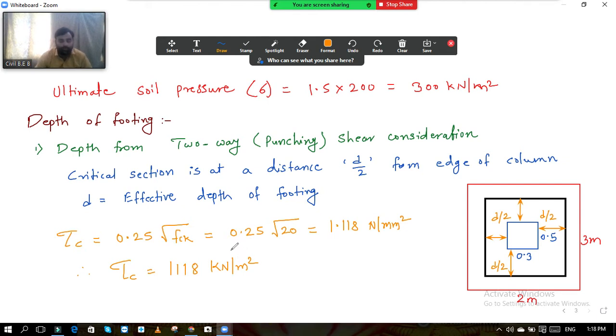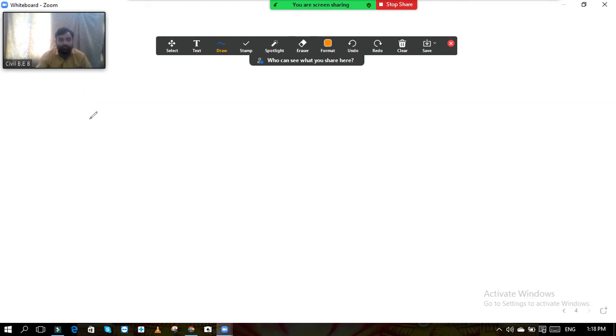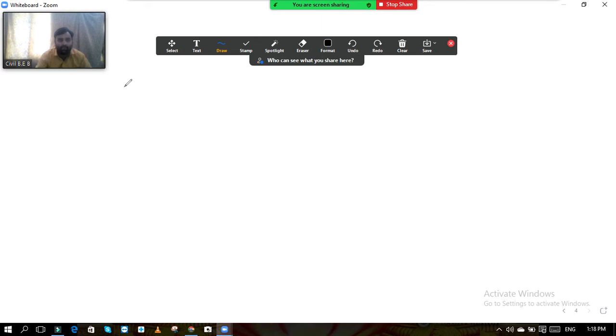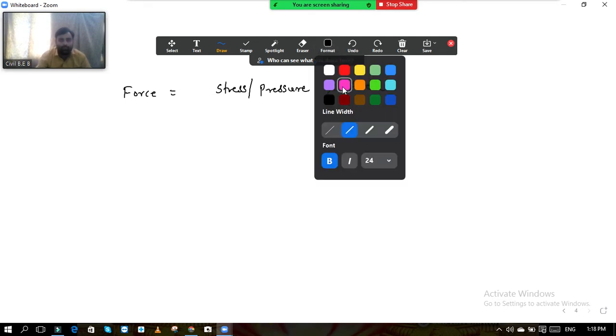Okay. So now we will calculate the force. Okay, the shear force. So for calculating the shear force, you must know the basic thing, that is force. Force is nothing but it is stress, or we can call it pressure, into area. This is the formula, stress into area or pressure into area. This is the basic formula for the force.